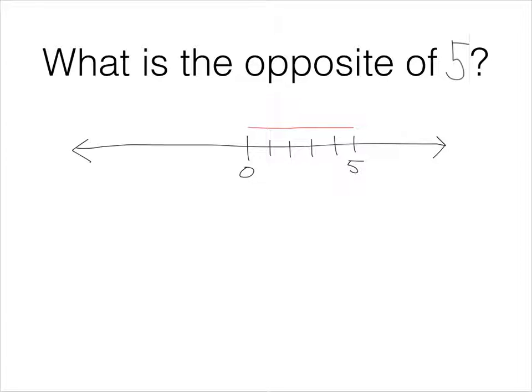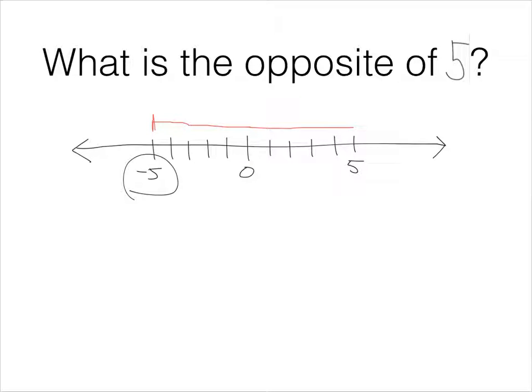I need to keep going 5 more lengths in the opposite direction to get to where I need to be. So if I went 5 more, 1, 2, 3, 4, 5, I'd end there, and that number is going to be negative 5. So negative 5 would be the opposite of 5.